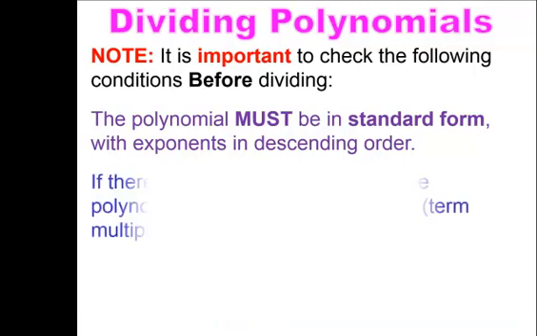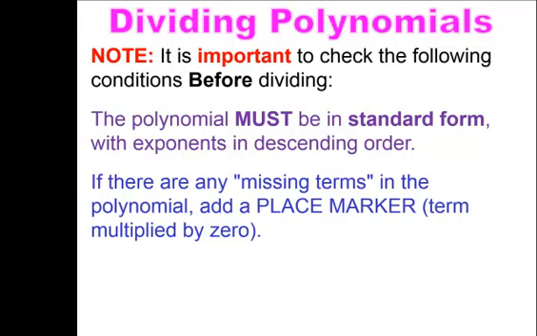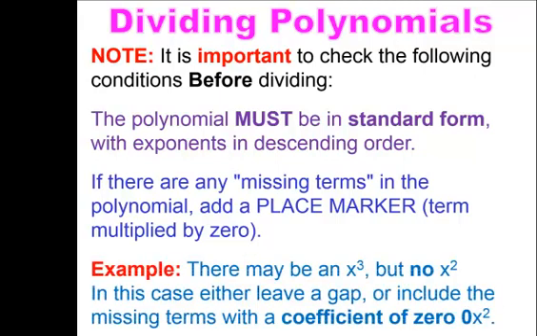Next, you want to check if there's any missing terms. A missing term is if you have an x to the third, then that means that you need to have an x squared, you need to have an x, and you need to have a constant. If you don't have all the descending terms from the highest exponent, you will need to put place markers in with a coefficient of 0. You can either leave a gap, or you could put the place marker. If there's an x squared missing, you would put 0x squared. And we're going to see examples as we go through this lesson.